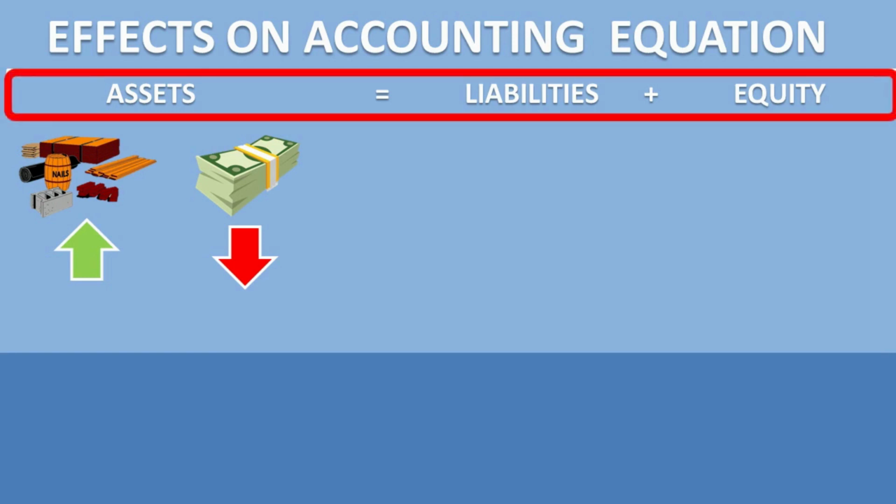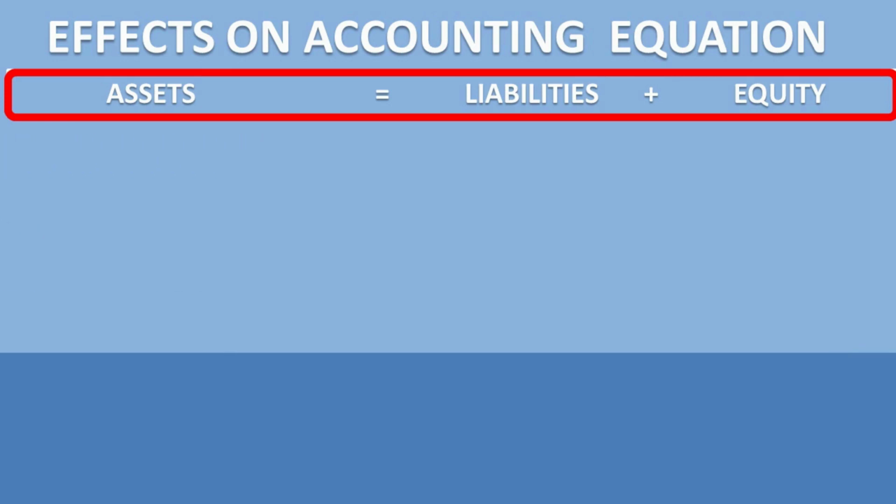The double-entry practice ensures that the accounting equation always remains balanced, meaning that the left side value of the equation will always match the right side value. In other words, the total amount of all assets will always equal the sum of liabilities and shareholders' equity.